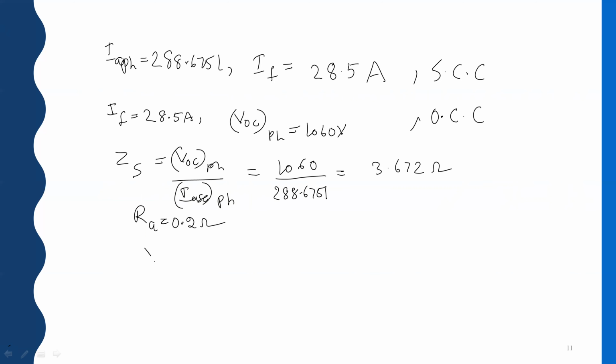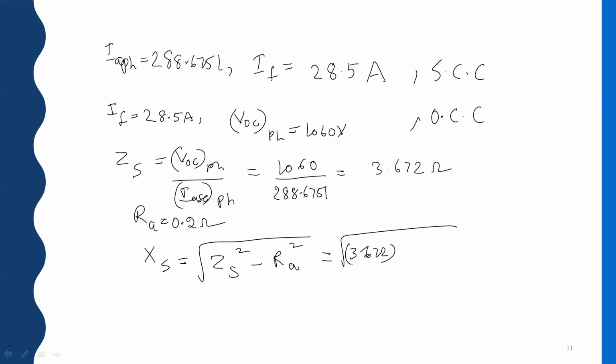Then my XS equals root of ZS square minus RA square, equal to root of 3.672 whole square minus 0.2 whole square. You substitute it, you will be getting 3.667 ohms. So these values you have to calculate in your lab experiments also.